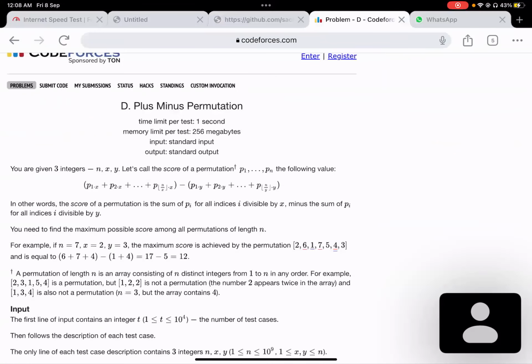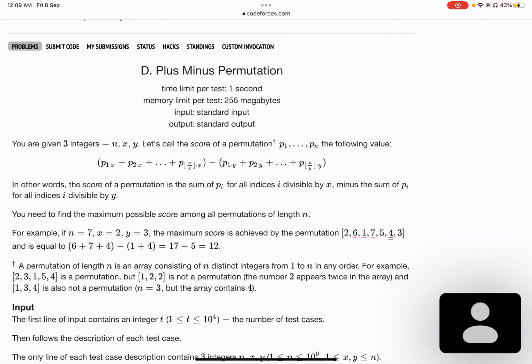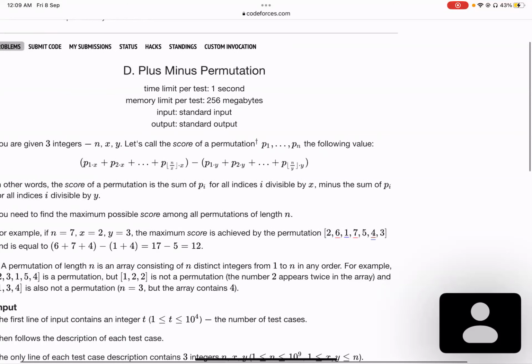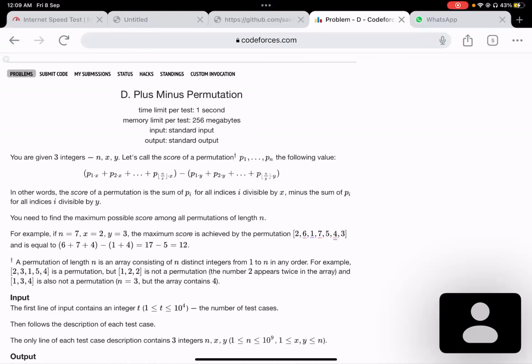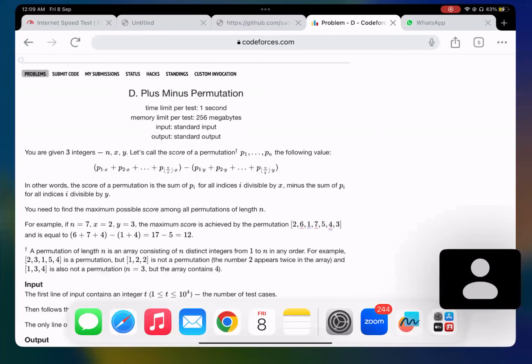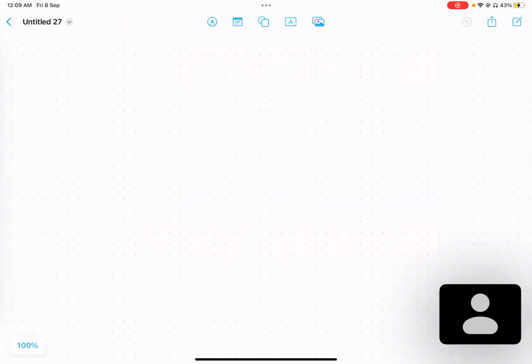So let's say we are given three integers n, x, and y. Now what the question is saying is, let's say you took a permutation p1 to pn, then the score, or the value, is the sum of pi for all the indexes which are divisible by x, minus the sum of pi for all the indexes which are divisible by y. Let me explain you clearly.